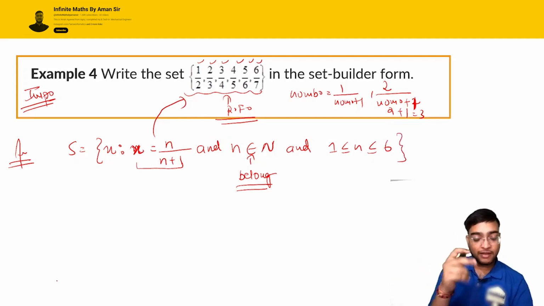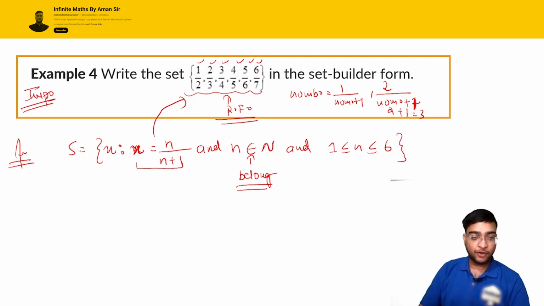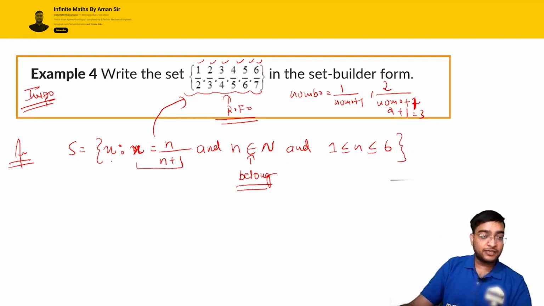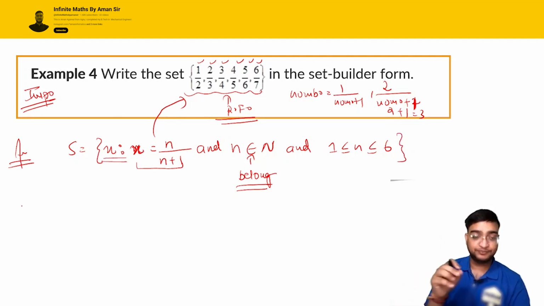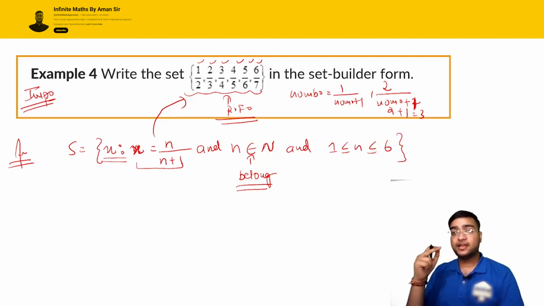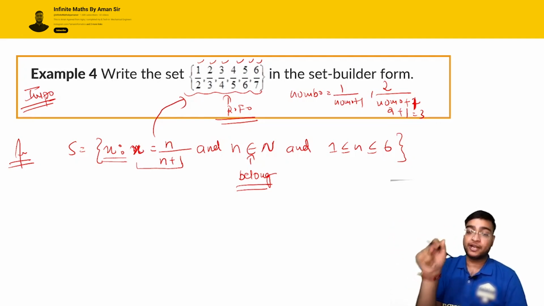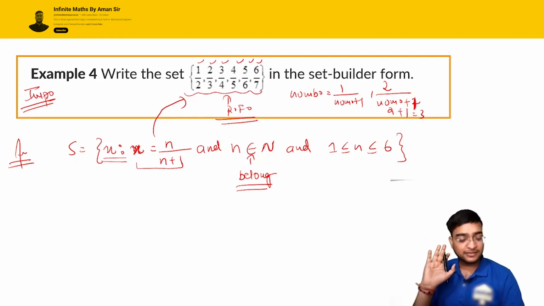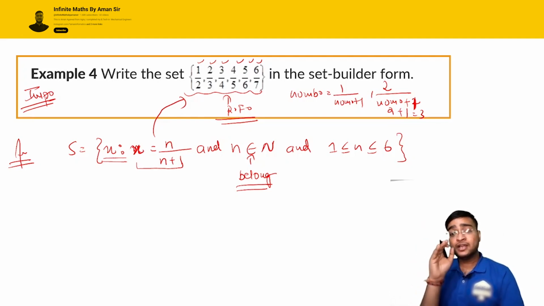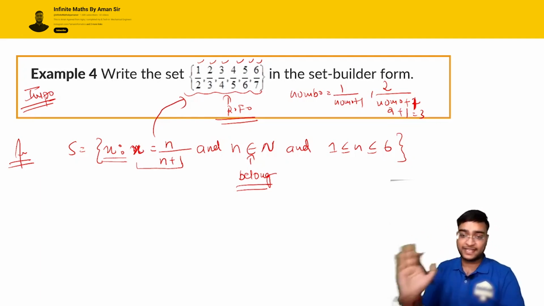How do I say this set builder form? Firstly we give the x and the colon part. If I say what is the x, you can analyze that the denominator part just increases by 1 with the numerator. So that is the case here. And the numerator limit is what? The numerator comes from 1 to 6.